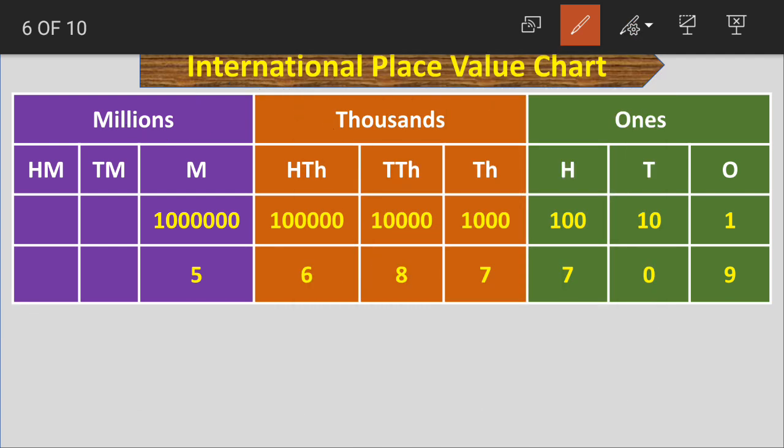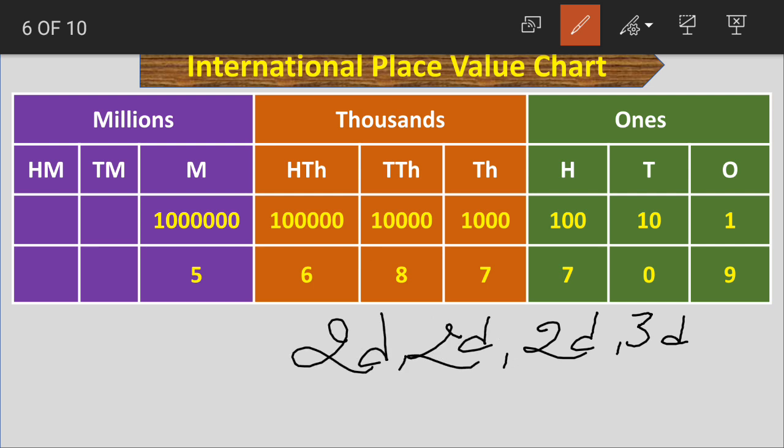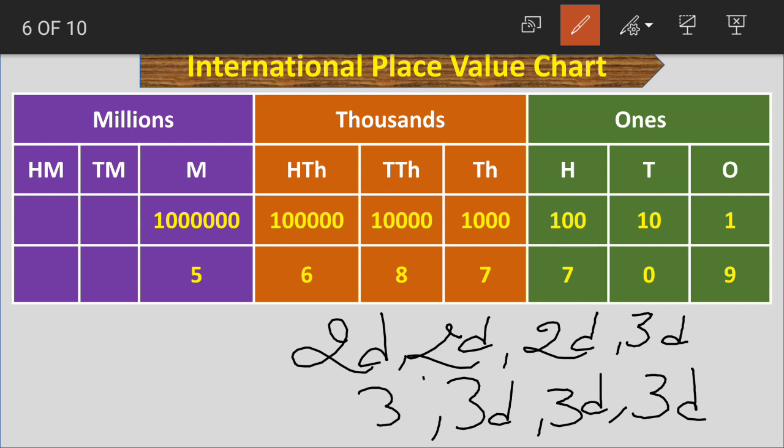Understanding the difference here, children: in our Indian system we place commas after the first 3 digits and then after every 2 digits. But in the international place value chart they place commas after every 3 digits. 3 digits, 3 digits, then comma, 3 digits, comma, 3 digits, comma, 3 digits, comma, 3 digits. Okay children? These are the main differences. We place commas here after 2 digits, but in international they place commas after 3 digits.